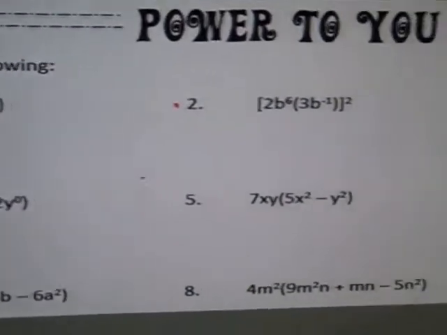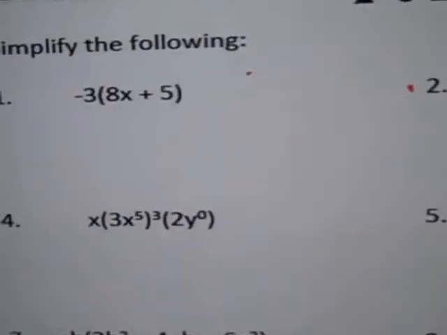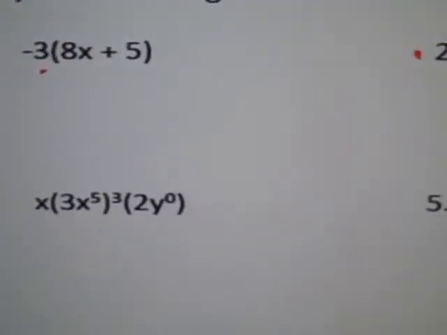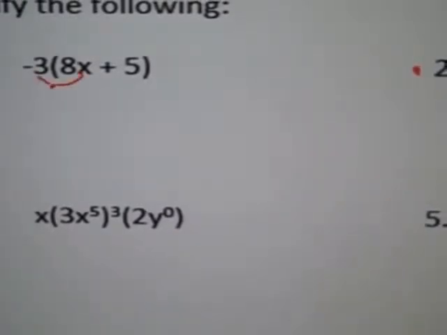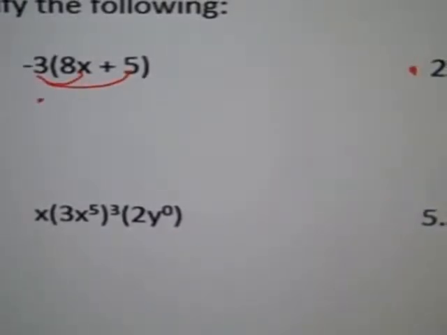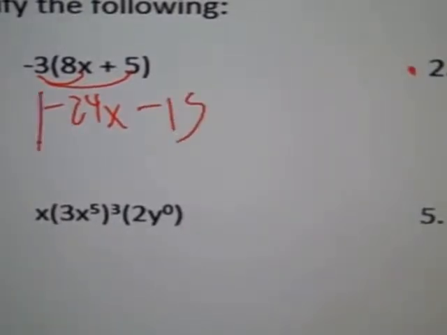Now, jumping to polynomials, distributing. Let's start with the basic example, just distributing a number. That negative 3 is distributed twice. Negative 3 times 8, negative 24. And there's an x there, I leave the x. And negative 3 times positive 5 is negative 15.